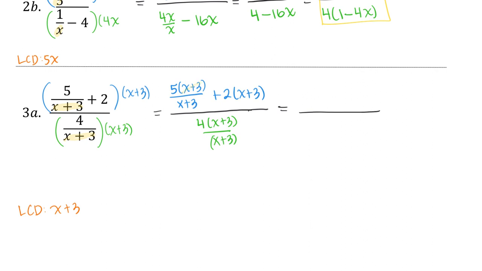Okay, 5 times x plus 3 over x plus 3, those cancel. So this is just 5 plus 2x plus 6. On the bottom, x plus 3's cancel. So I just get a 4. So this already looks a lot better. Okay, let me combine my like terms. So on the top, I have 2x plus 11. On the bottom, I have a 4. 2 and 11 do not have a common factor. So this is my final answer. And this looks way, way, way better than the original.